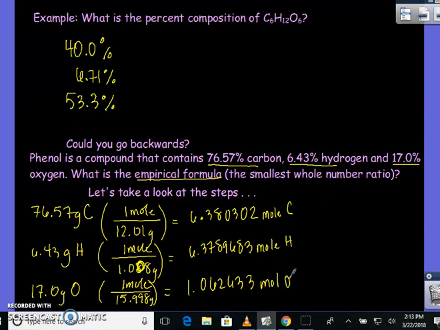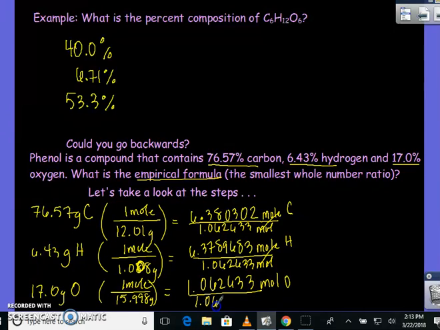Okay, so now we need the smallest whole number ratio. So I'm going to divide each one of my mole amounts by the smallest number, because if I didn't, I would end up with a fraction. So I'm going to say 1.06263, and that gets rid of my moles. I'm going to divide this one by the smallest number as well, and that gets rid of these moles. And of course I divide the last one, 1.062633 moles, and that equals 1.